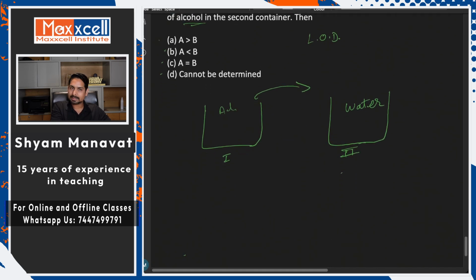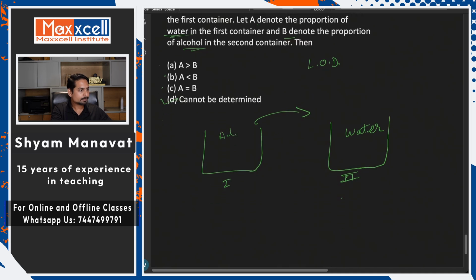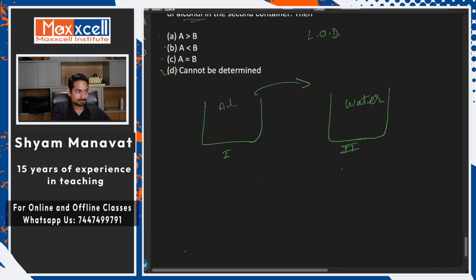Now I don't know the capacity of the cup and I don't want to use a number. You know why? Although with a number things will be pretty easy, we have the option cannot be determined here. If I use a number, it is quite possible that for that particular number it is working and for any other number it may not work. So because cannot be determined is an option, I will not use a number. Had cannot be determined not been there, I would have taken a number instead of a variable. Did you understand the thought process? Okay, so let's say the capacity of a cup is x.